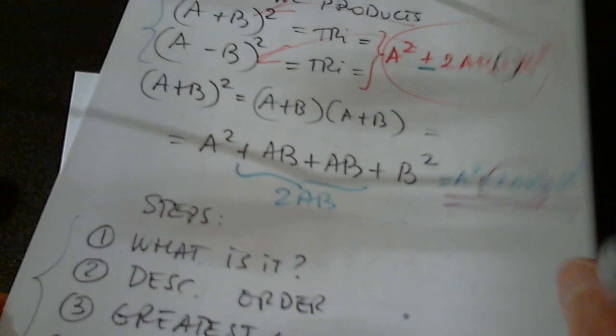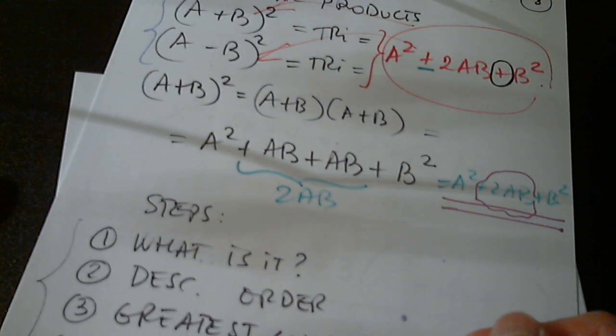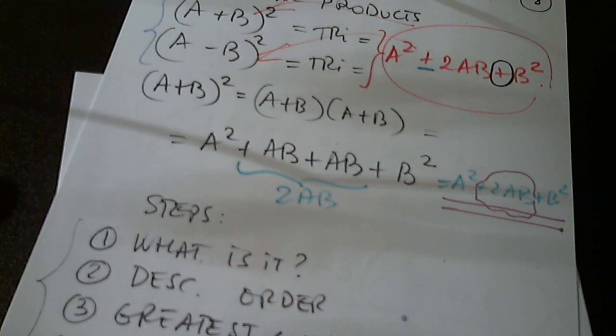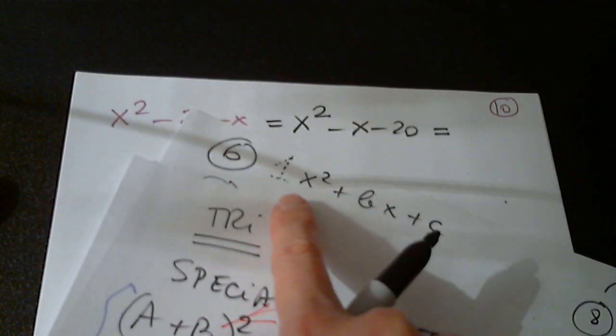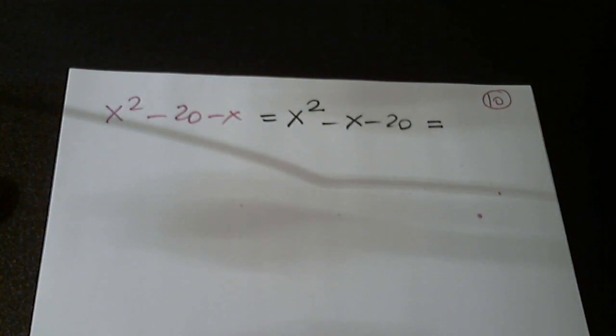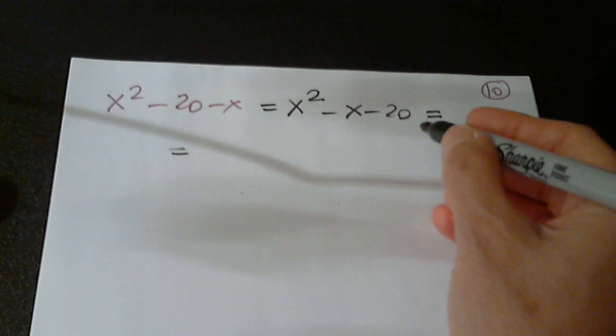So here it is again. Trinomial, descending order, no, I had to rearrange it. Greatest common factor, no. Negative leading coefficient, no. Special product, no. Is 1 the leading coefficient? Yes. So I'm in item 6. Nothing else works right now. So how do I address this issue?